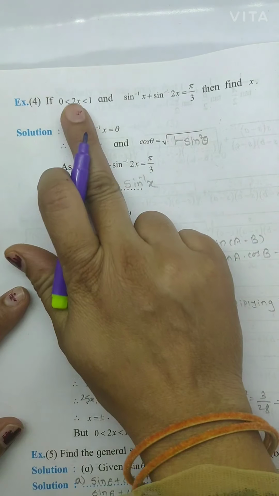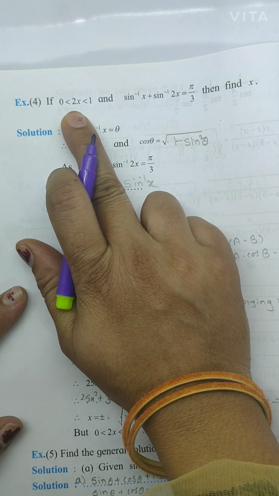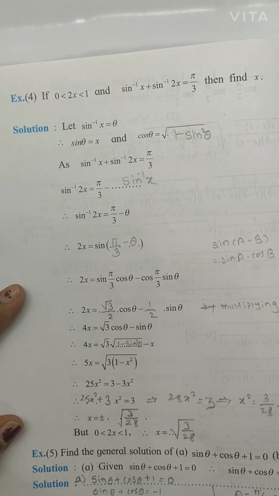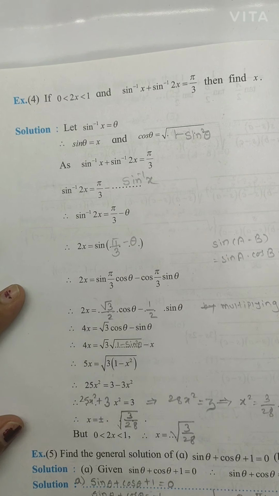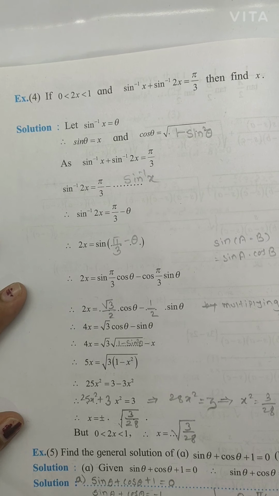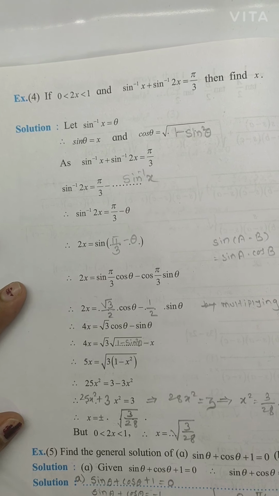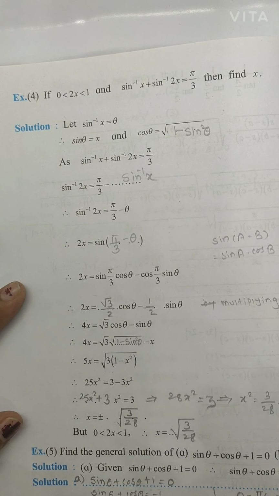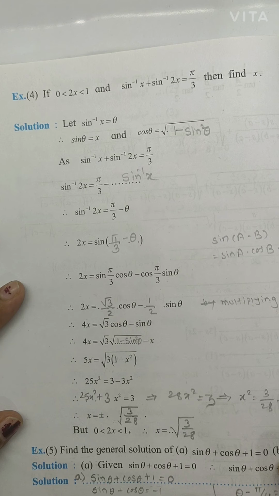Now come to the next problem. If 0 is less than 2x is less than 1 and sin inverse x plus sin inverse 2x equals pi by 3, then find x. This is the kind of inverse. What is this?